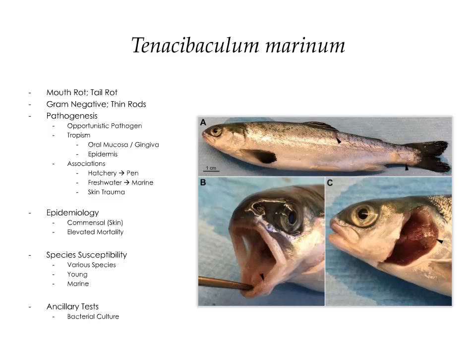Outbreaks typically occur when salmonids are transferred from the freshwater to the marine environment, or when hatchery fish are transferred to pens. Skin trauma is also a predisposing factor. The disease is associated with elevated mortality. In regards to epidemiology, Tenacibaculum marinum is a commensal of the skin. Various species of fish are susceptible, but the young are particularly predisposed.